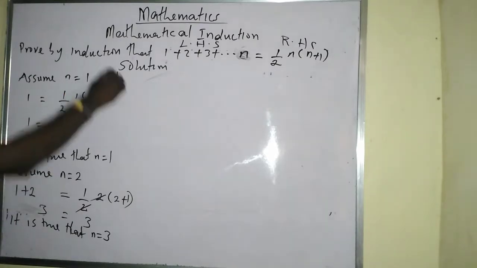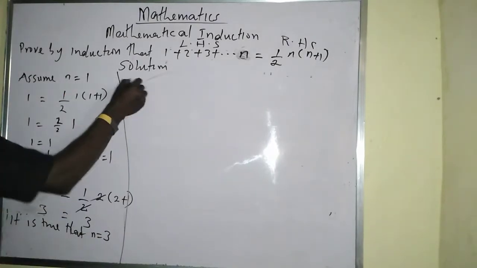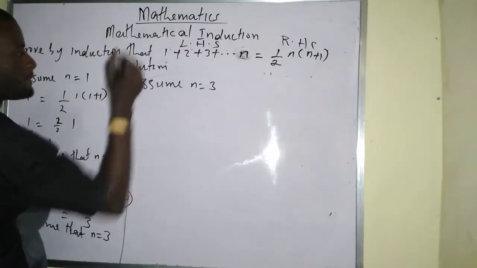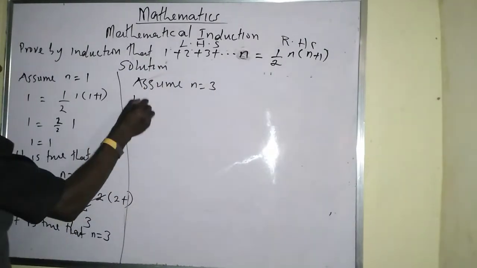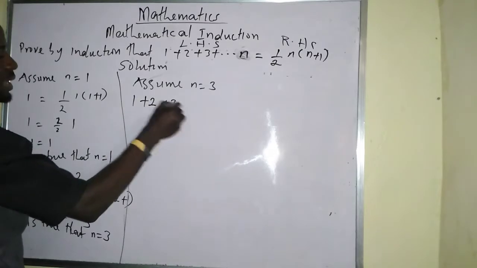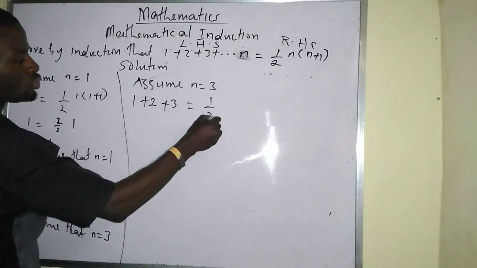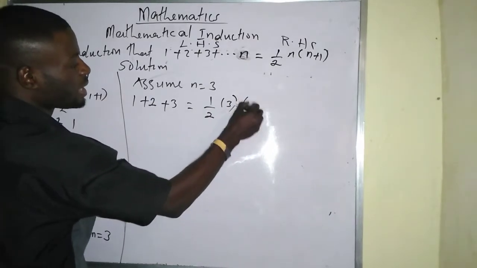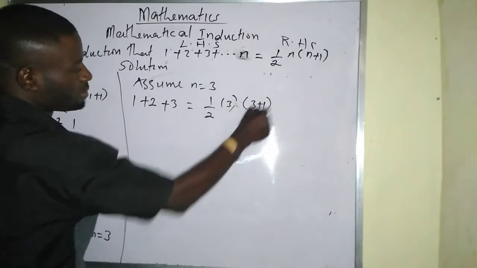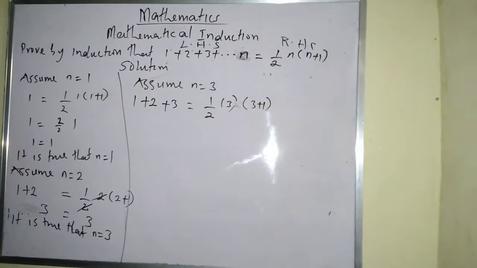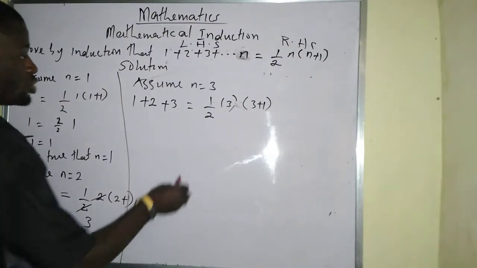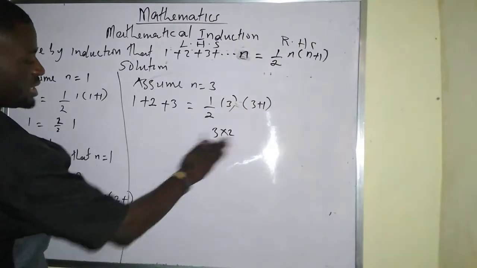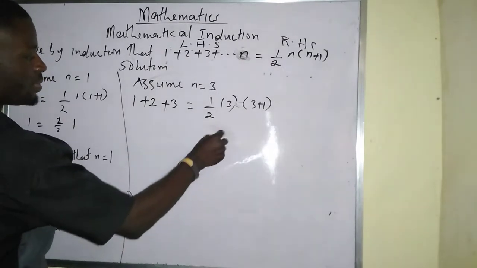If I want to show that I really know what I'm doing, assume n equals 3. What I will just do is 1 plus 2 plus 3. Can it be equal to 1 over 2 times 3 times (3 plus 1)? 3 plus 1 is 4. 4 times, I'll have 3 times 2, which is going to be 6.